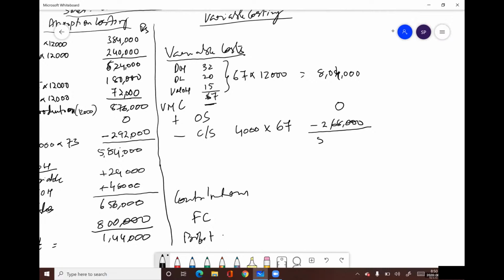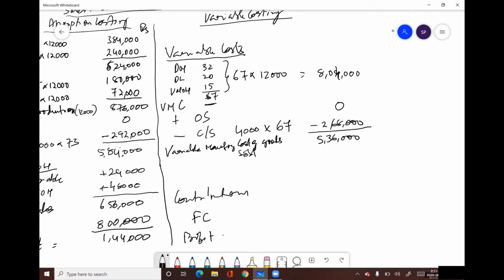5,36,000, sir. 5,36,000 is what? Variable manufacturing cost of goods sold. How much is that? 5,36,000. If you agree, all of you agree?